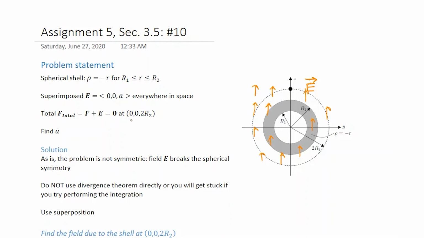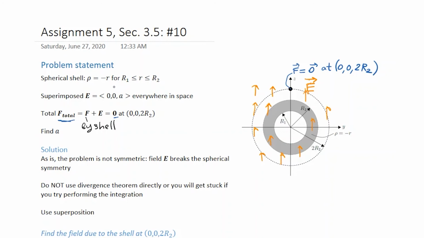You're also told that the total field, when you add the field produced by the shell, let me label this field F, produced by the shell, if you add the superimposed field to it, you get 0 in total. So I'll use blue for the total field. And sorry, you don't get 0 in total. You get 0 in total at this point, 0, 0, 2, R2. So it's going to be here, 0, 0, 2, R2. At this point, the total field equals 0. And actually, it's not equal to 0 at other points. I made a mistake, sorry. Okay, and the goal is to find this constant A over here.